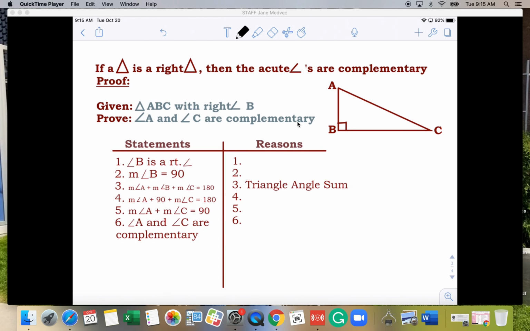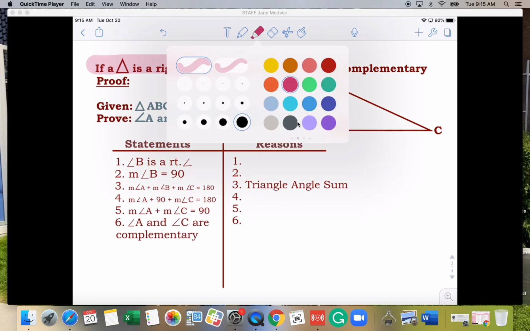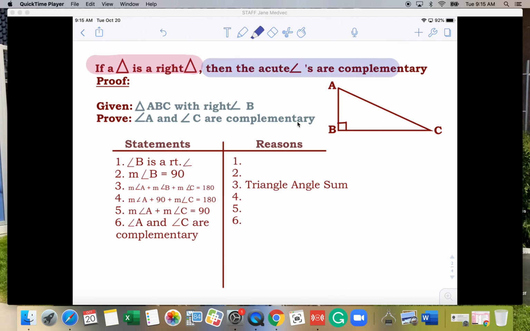So you're going to notice that the first statement is the conditional statement. If a triangle is a right triangle, that is the hypothesis. Then the acute angles are complementary. That is the conclusion. So what we're trying to do is prove the conclusion. You're going to notice in the proof that they gave us, there is a given: triangle ABC with right angle B. You're going to notice that 99.9% of the time they start off the proof with the given statement.